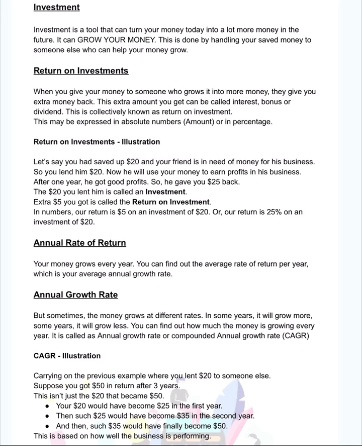The annual rate of return is how much it grows by each year, which you look at as your average annual growth rate. And your annual growth rate sometimes grows at different rates, in some years it will grow more, some less, and you can find out how much it is growing by using the CAGR, in other words, the compound annual growth rate method.